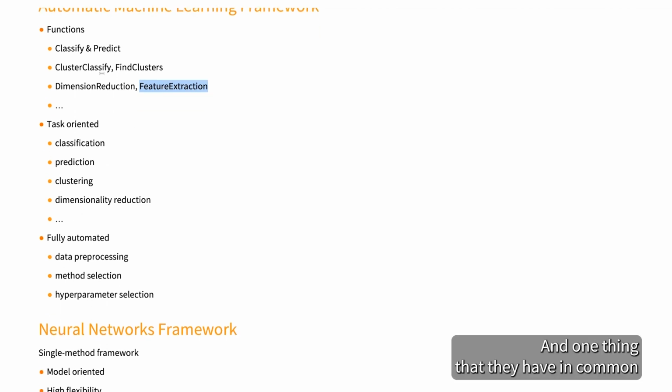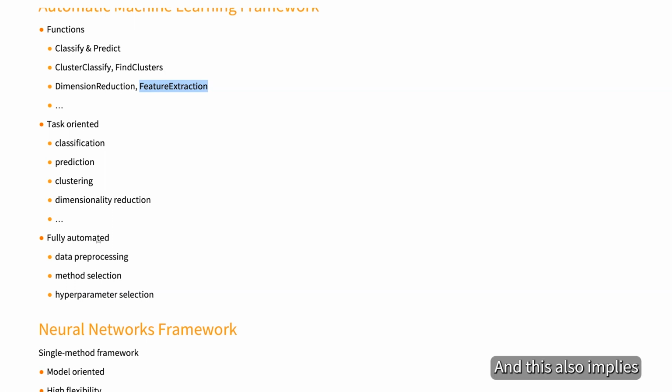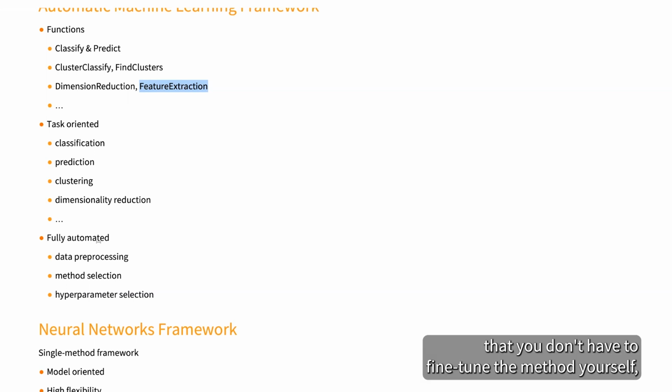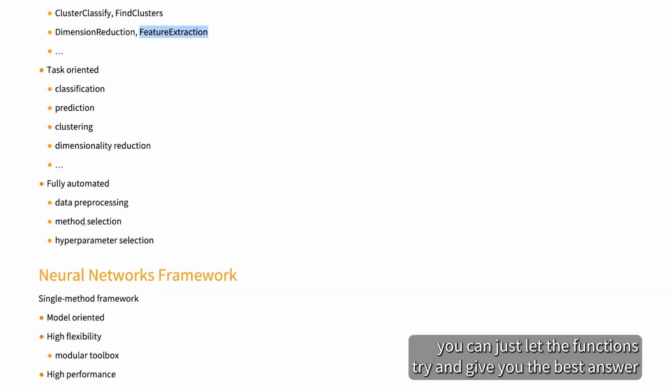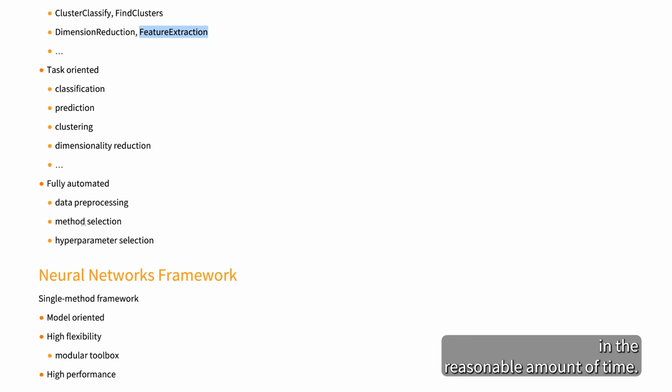And one thing that they have in common is that they are fully automated. And what I mean by fully automated is that you can use them directly, and you can throw almost any type of data at those. You can throw images, text, vectors, and you can select a specific method if you know what you're doing, but you don't need to. This also implies that you don't have to fine-tune the method yourself if you don't really know what's important. You can just let the functions try and give you the best answer in a reasonable amount of time.